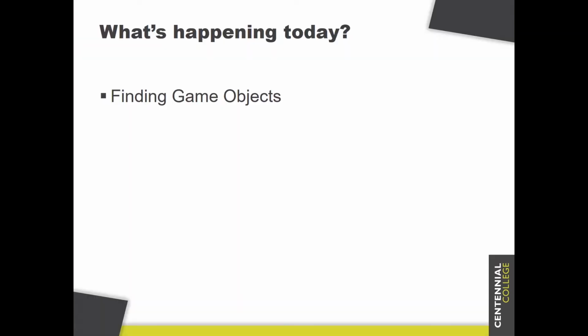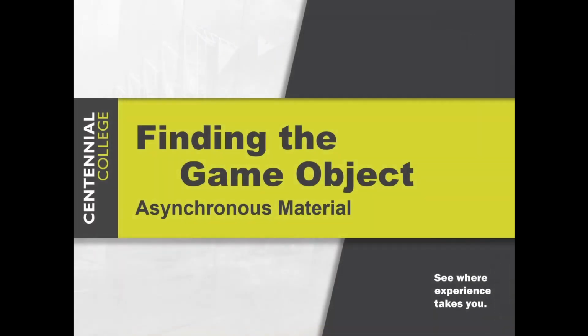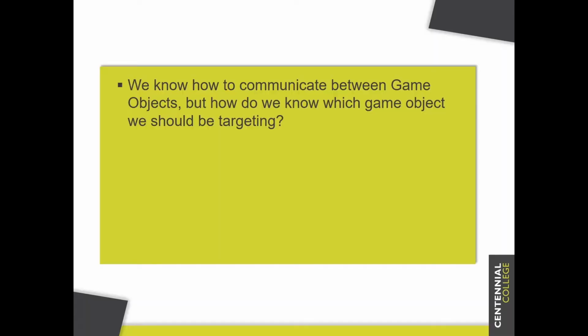So today we're going to talk about the idea of finding objects. Let's get started. So finding the game object: we've already talked about the idea of being able to communicate, utilizing send message or utilizing a direct reference through get component. All these things are options for us, but how do we actually find the game objects that we're interested in communicating with? There's a lot of different ways.